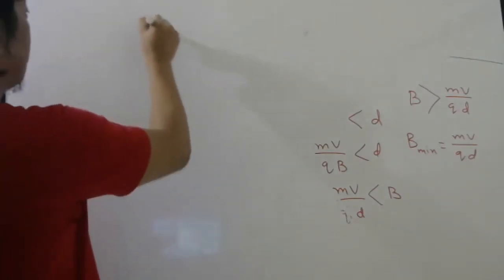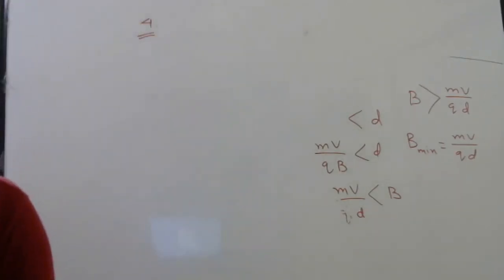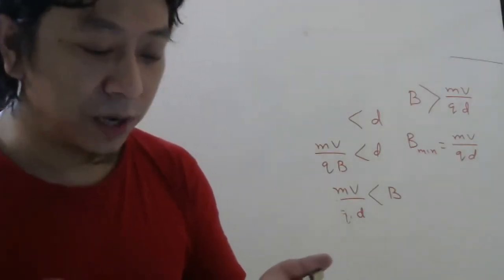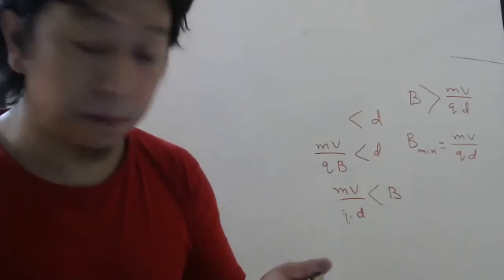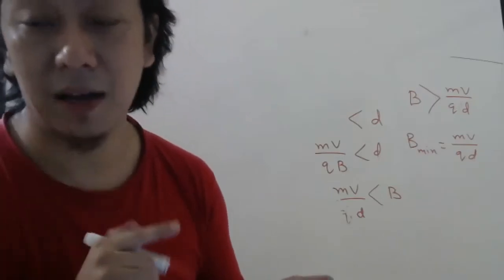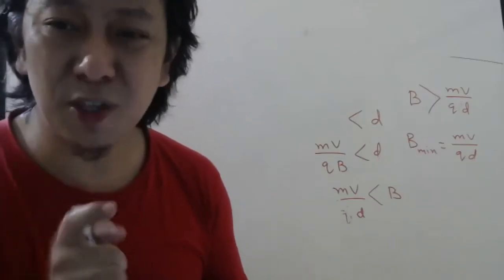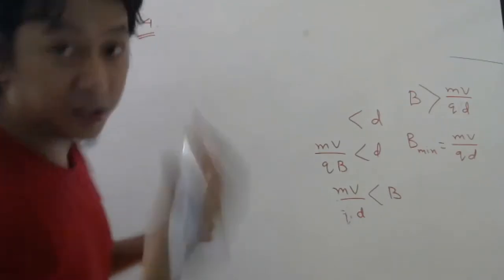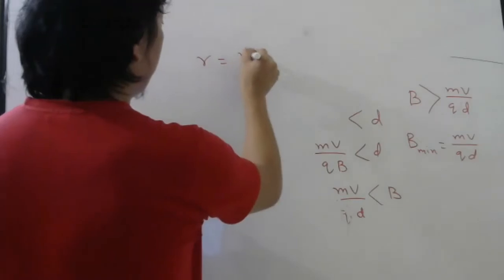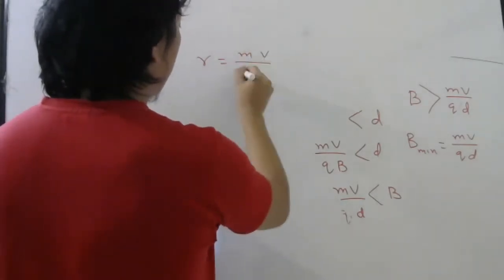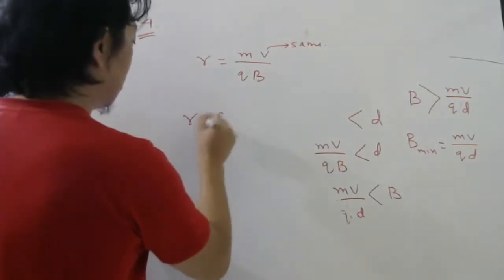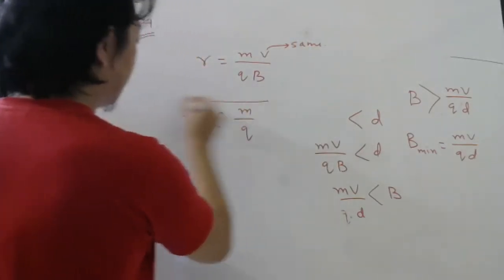Question number 4, you see. Which one of the following will describe the smallest circle when projected with the same velocity perpendicular to the magnetic field? Magnetic field is also the same: alpha, beta, gamma. So out of these three, which will describe the smallest circle? Since velocity is the same, let us write the formula in terms of velocity. R equals mv by qB. So velocity is the same, so radius is proportional to mass by charge.